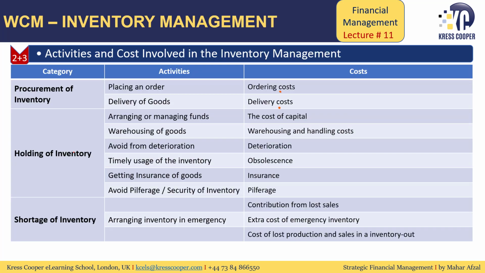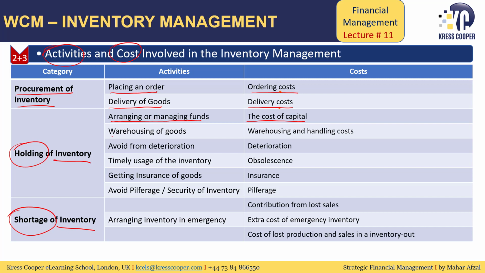So far as cost and related activities are concerned in inventory management, I have classified this into three different categories. One is procurement of inventory, second is holding of inventory, and third is shortage of inventory. In the procurement of inventory, my activity is placing an order, and the related cost is ordering cost. My activity is delivery of the goods, and the related cost is delivery cost. My activity is arranging or managing funds. My related cost is cost of capital, or this is called opportunity cost of capital.